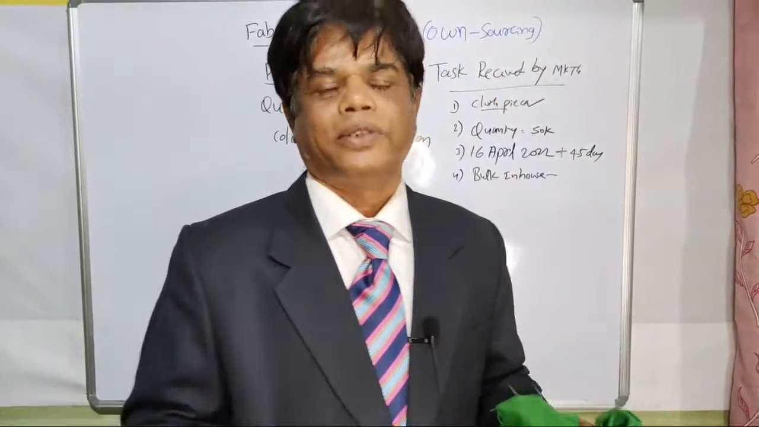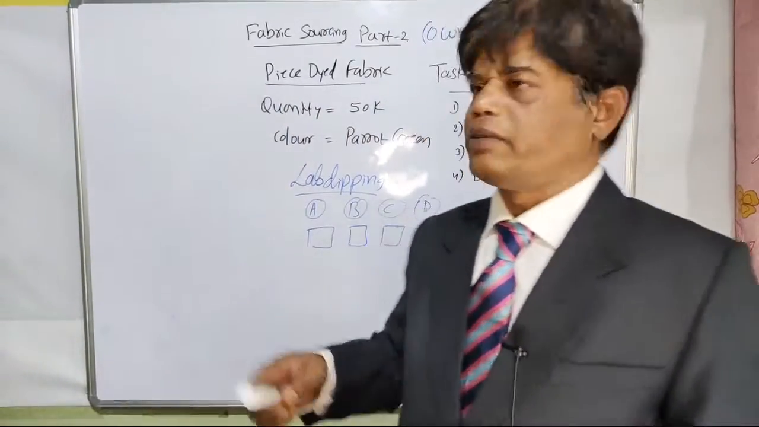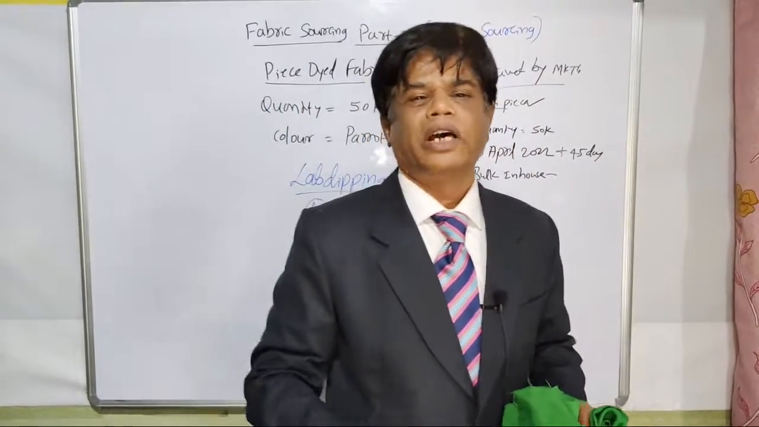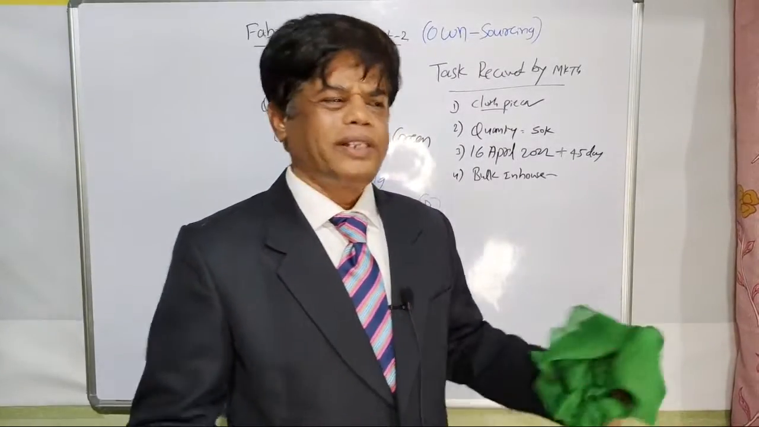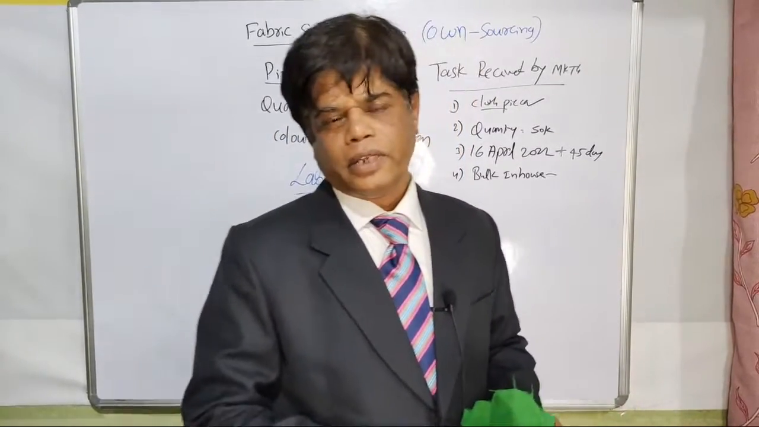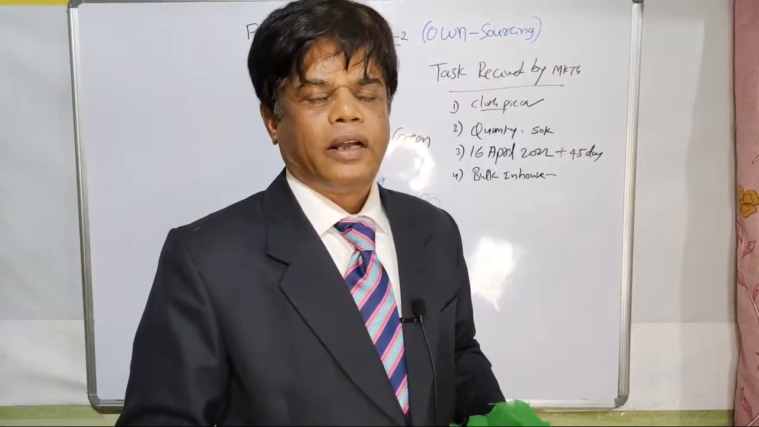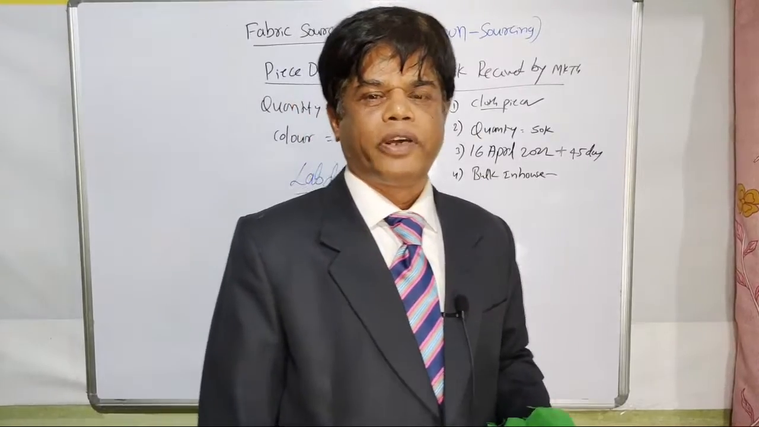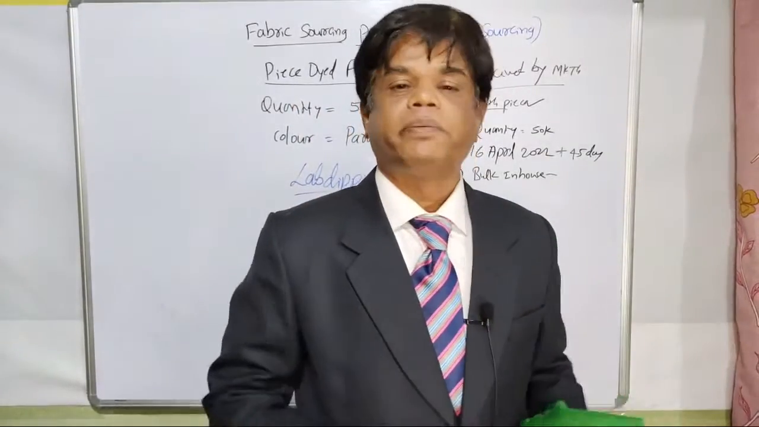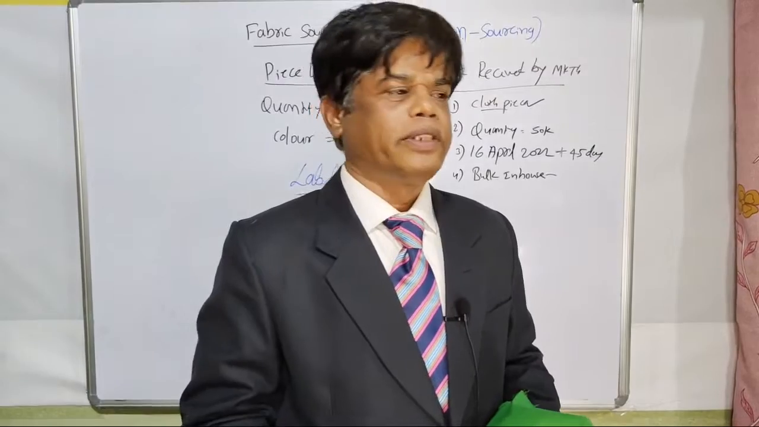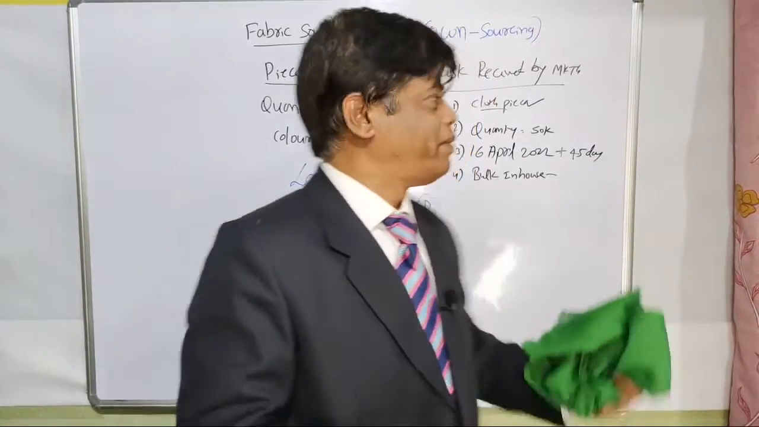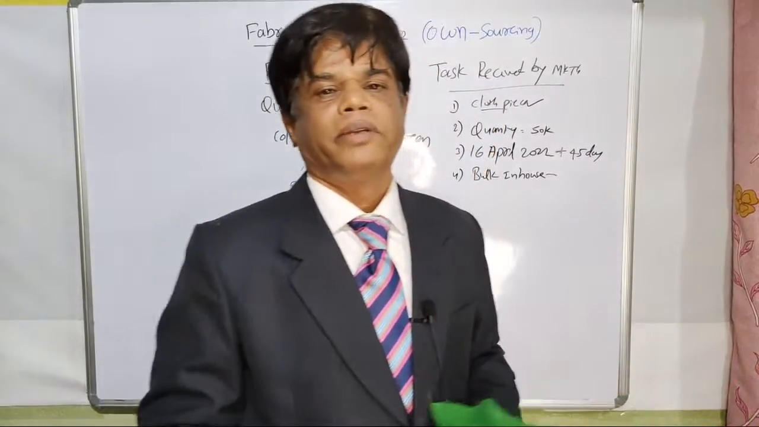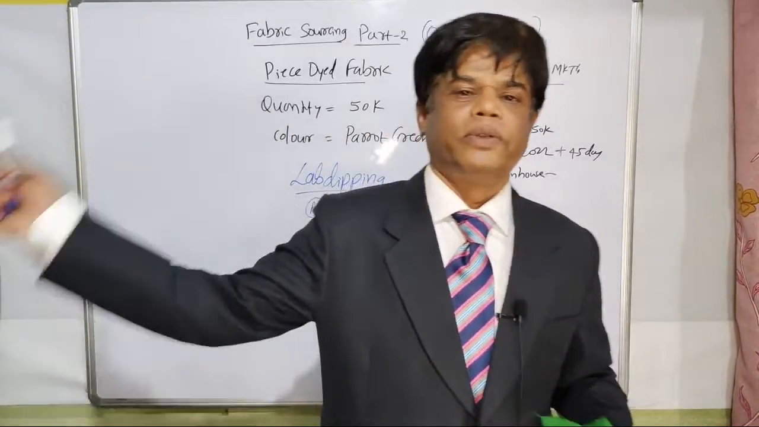Just what is the source? The intention of this live subject, fabric sourcing part 2, is the fabric person's job and responsibility. What is the job of the fabric person? That is what I am delivering here. After receipt of the 50K, assume that 50K has been received at our garment export warehouse. Then they will inspect. The rule is 10% of fabric. All 50K cannot be inspected on the inspection table. 10% can be inspected and sent to the cutting house.